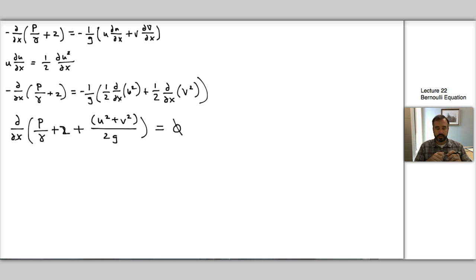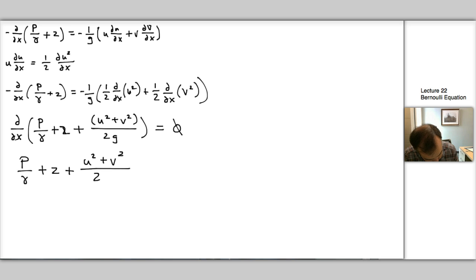All right? So now it's pretty straightforward to integrate with respect to x, right? So if we integrate that, we simply get p/gamma plus z plus (u squared plus v squared) all over 2g is equal to a constant.